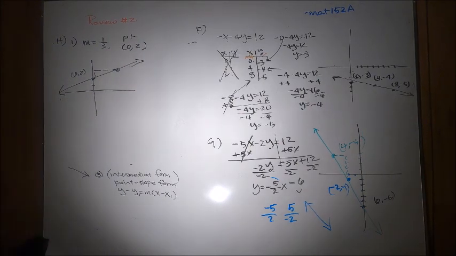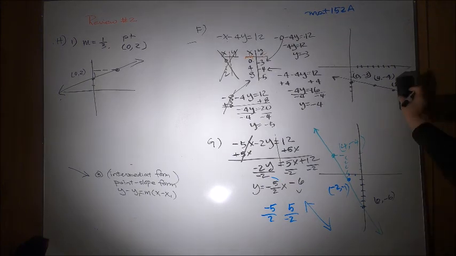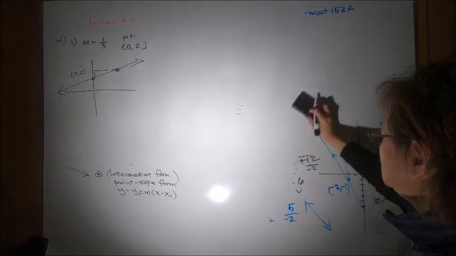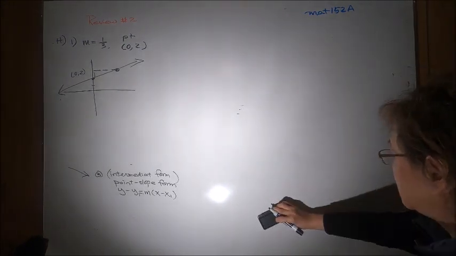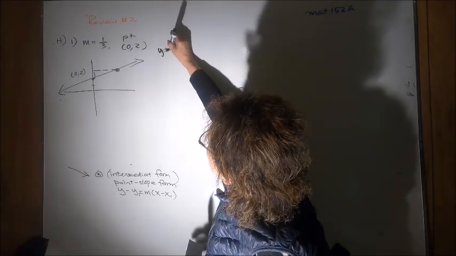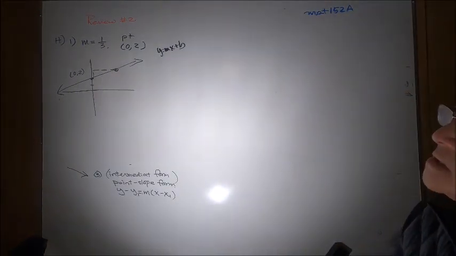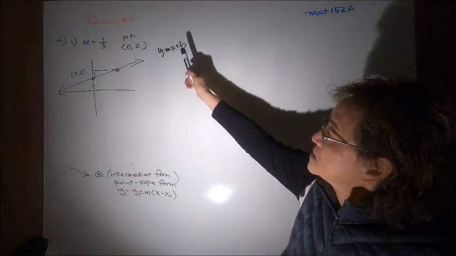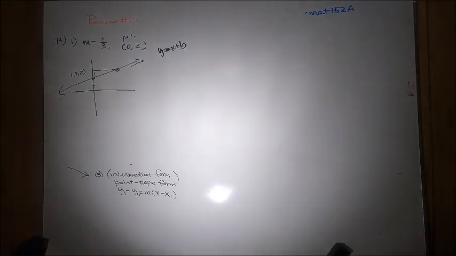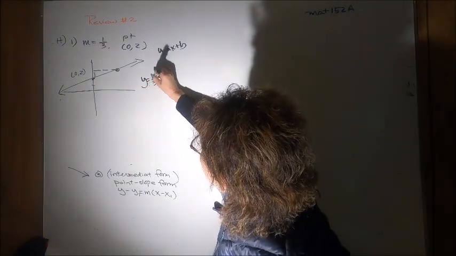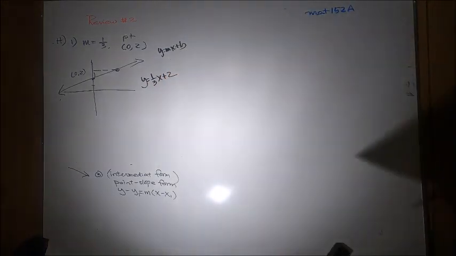But we want to write the equation for it. Can we just directly plug in to something to write the equation? Do we have any? Yes, we have what? y equals mx plus b, right? So you can just directly plug in because (0, 2) gives your b, the y-intercept. So how would you write? You just write what? y equals 1/3 x plus 2. Can you do that?